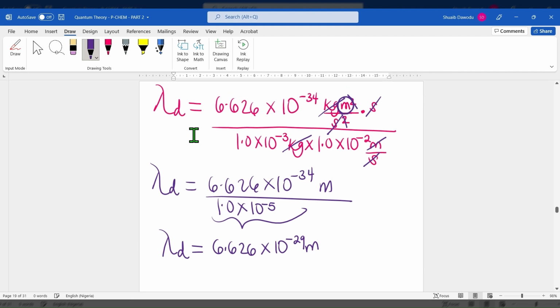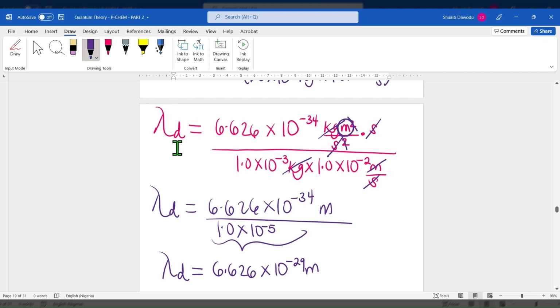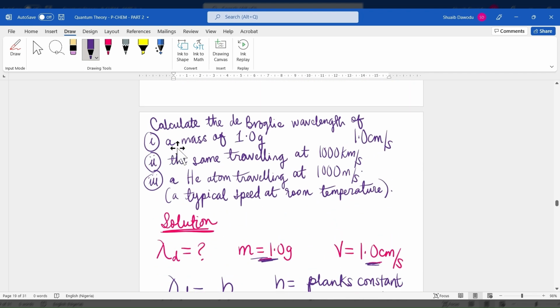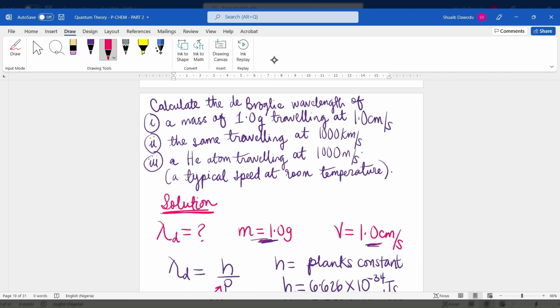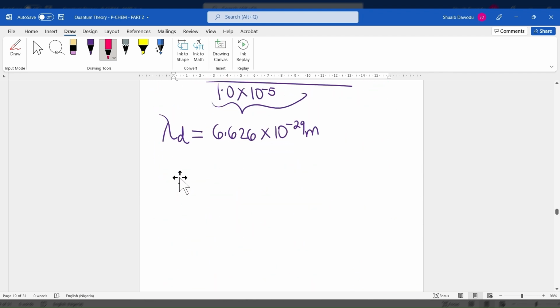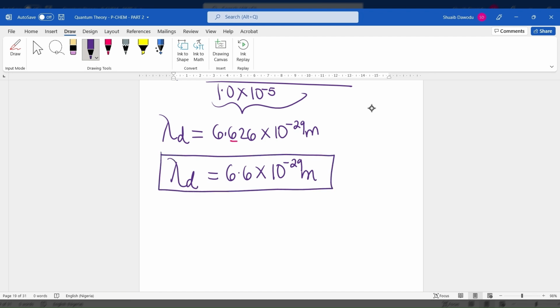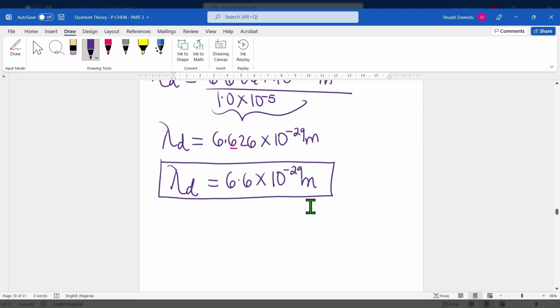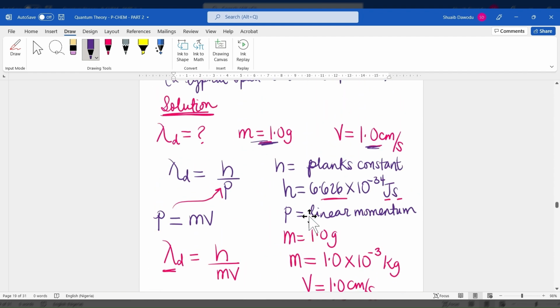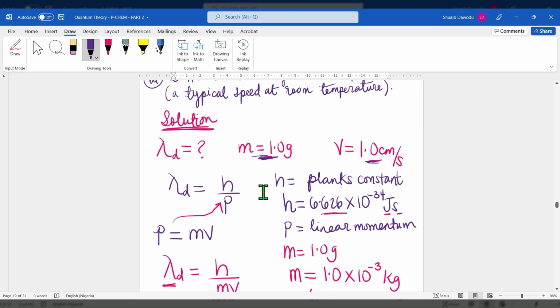And of course, we are chemists, so we cannot leave our work in this form because we have to put in the proper number of significant figures. So we have to go back to our question and see what is the lowest number of sig figs. We have this one in two sig figs and this one in two sig figs, so our final answer has to be in two sig figs. The de Broglie wavelength is simply 6.6 times 10 raised to the power of negative 29 meters. This is the answer to the first part of the question. I decided to go into detail for this one so that it's easier for you to understand the other ones going forward.